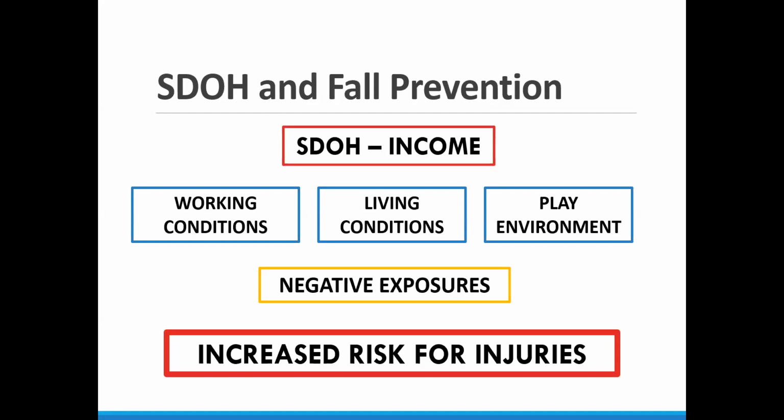Low or high income can impact whether or not living conditions are safe, have adequate lighting, have adequate safety measures in place, as well as the type of environment in which someone lives or socializes. Here we have play environment, which is an example for children. And as mentioned, the income can affect these levels of conditions, which can either lead to negative or positive exposures. And what we've showed here is that low income can lead to negative exposures, which then increases the risk for injuries such as a fall-related injury.